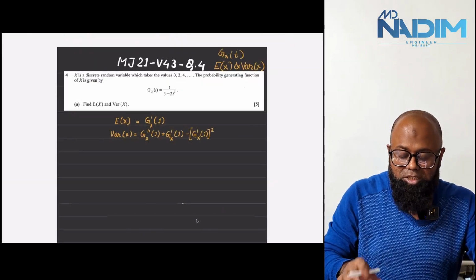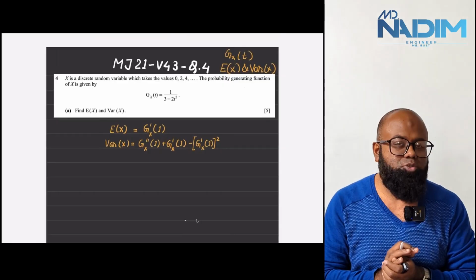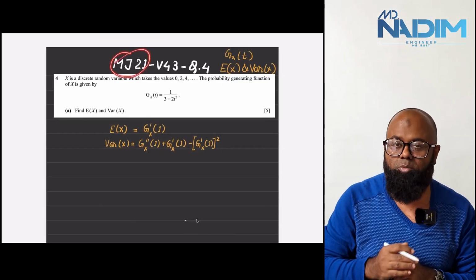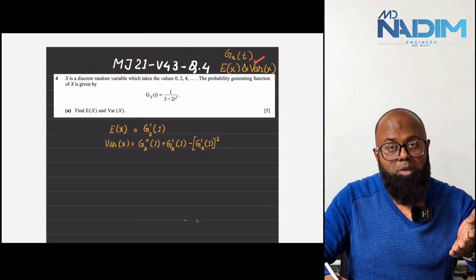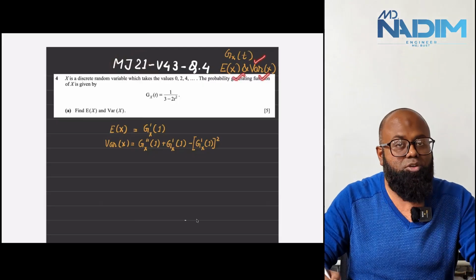Now next one, in the next type of sum, it is also taken from the question paper of May June 21, and here we will try to understand how we can get E(X) and also Var(X) from the probability generating function.